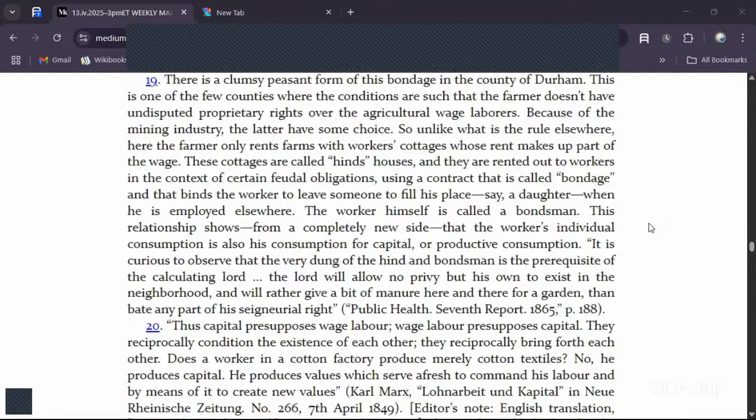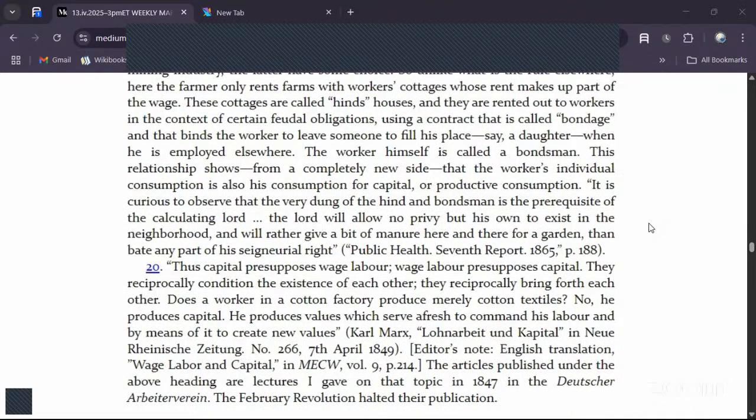20. Thus capital presupposes wage labor. Wage labor presupposes capital. They reciprocally condition the existence of each other. They reciprocally bring forth each other. Does a worker in a cotton factory produce merely cotton textiles? No, he produces capital. He produces value, which serves afresh to command his labor and by means of it to create new values.